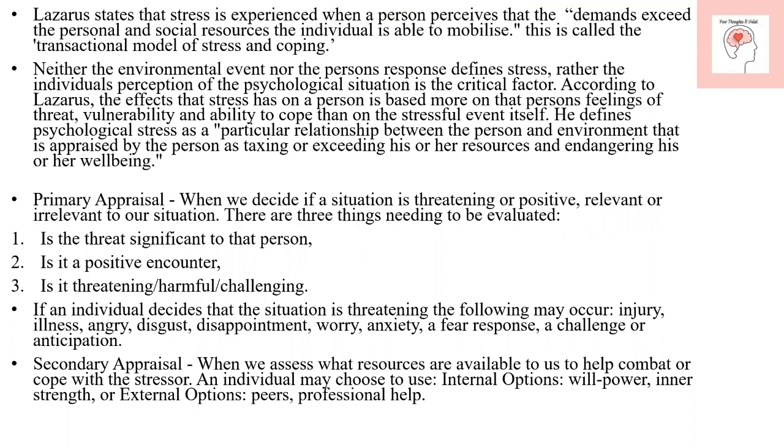in which a person will identify if it is positive, irrelevant, or dangerous. If it is dangerous, how dangerous it is, how much threat it is causing, how much it is challenging you, and how much harm or loss it is causing. Then the person will look at the resources he or she has to deal with that situation. If the resources are enough, then it is fine. But if the resources are not enough, which means that the demands exceed the personal and social resources one has, then there will be a lot of stress. And this is the transactional model of stress and coping.